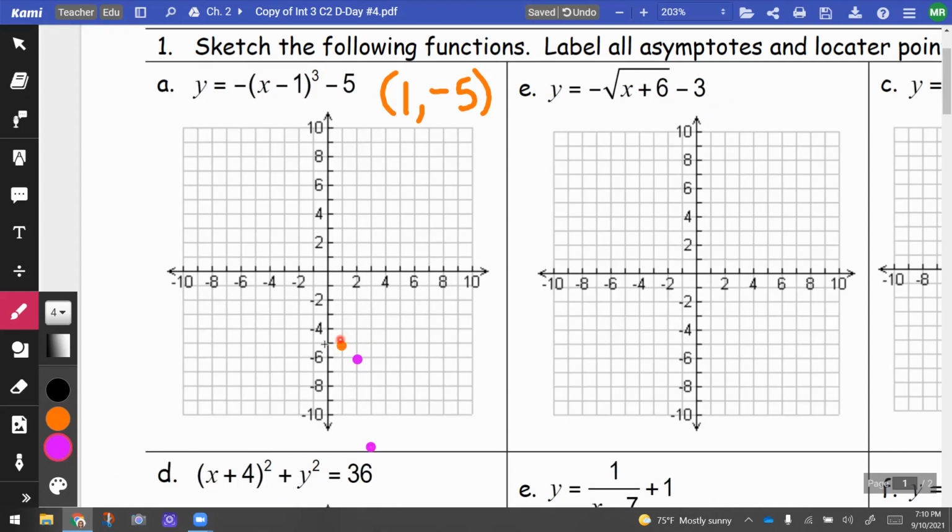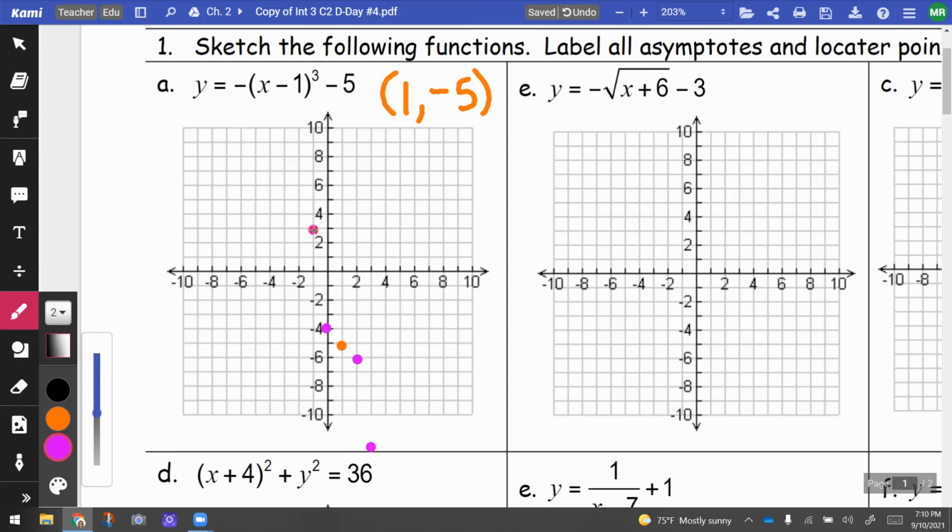Going the other direction, -1, -1 cubed is -1, times it by a negative, +1. If I go out 2 from my inflection point, -2 cubed is -8. -8 times a -1 is a +8. So 1, 2, 3, 4, 5, 6, 7, 8. And then I'm going to draw my graph.